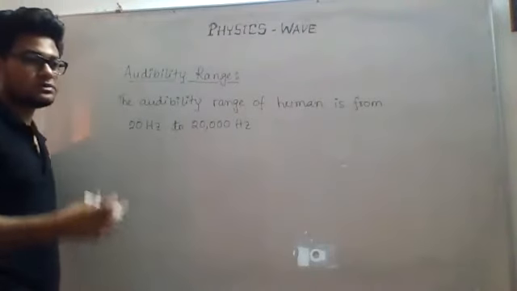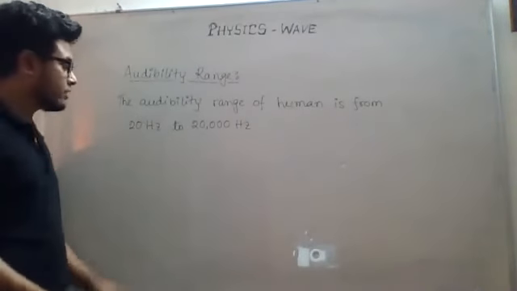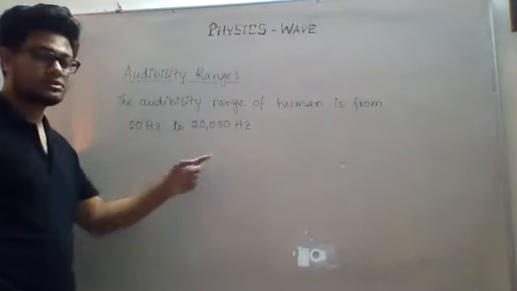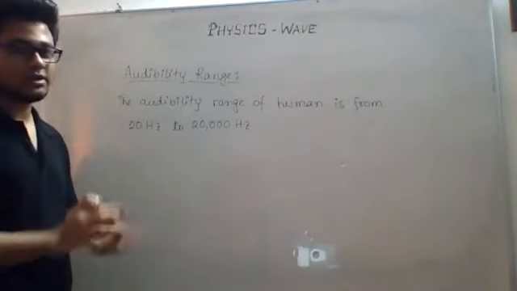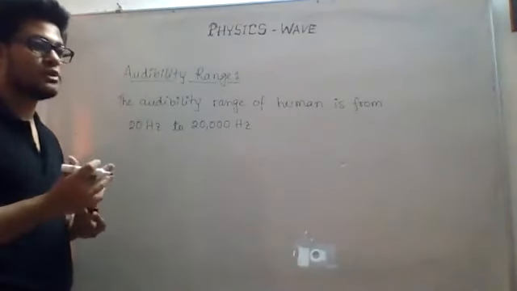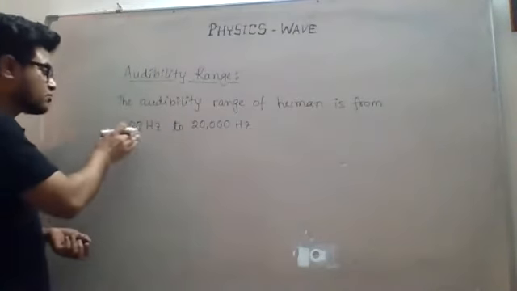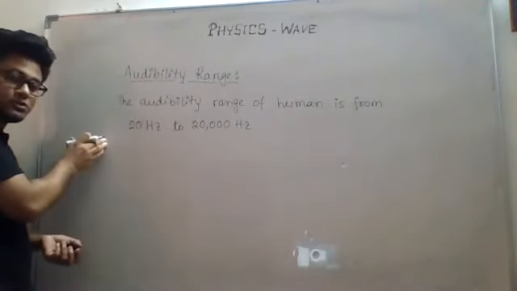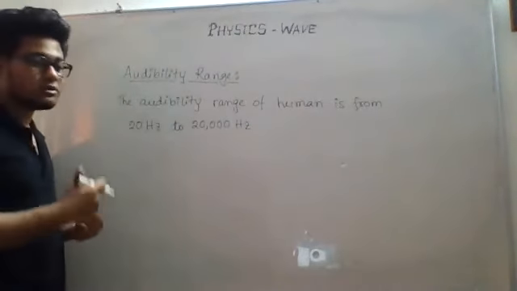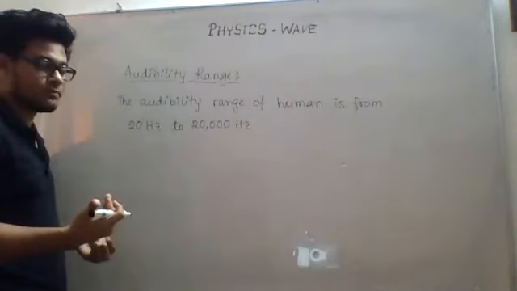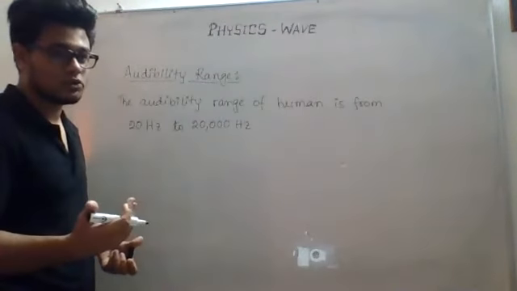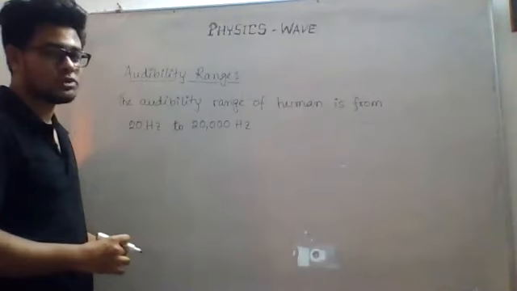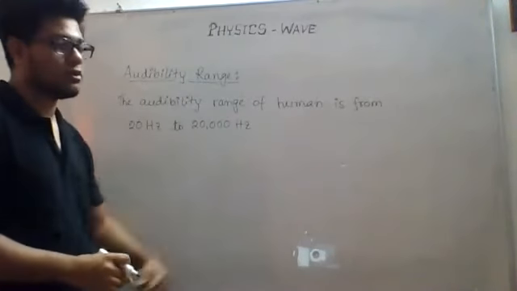So if a sound has a frequency between 20 hertz and 20,000 hertz, that means greater than 20 hertz but below 20,000 hertz, we will hear the sound. But if a sound has a frequency of 15 hertz, that is below 20 hertz, so we will not be able to hear it because this is out of our audibility range. Moreover, if the sound has a frequency of 30,000 hertz, then also we will not be able to hear it because it is out of our audibility range.